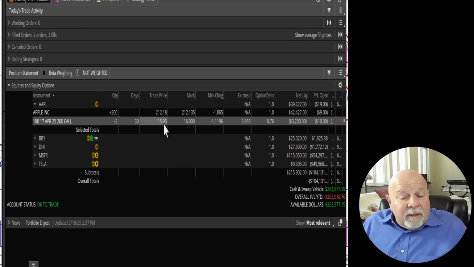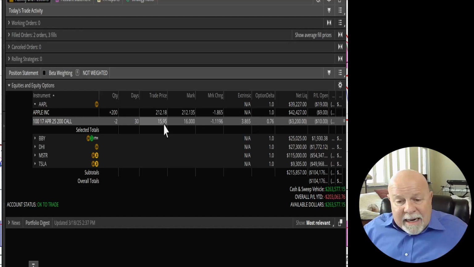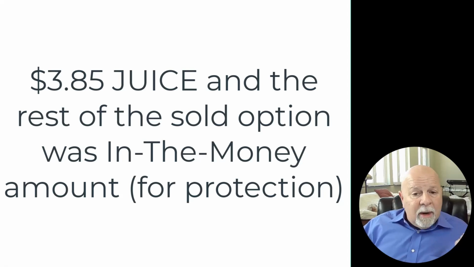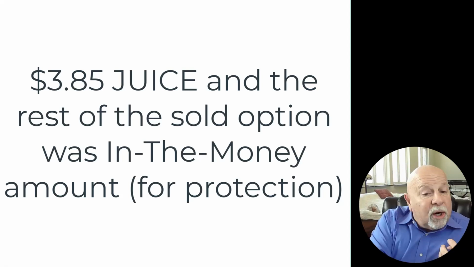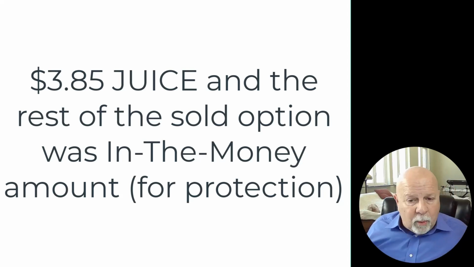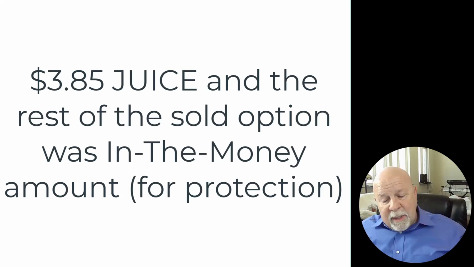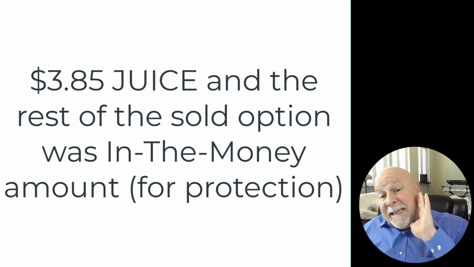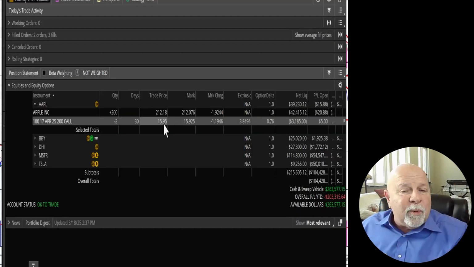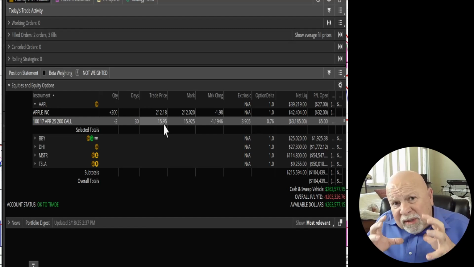Now, it is a monthly trade, and I'm going to pick up about $3.85 in juice. That's what I got when I sold this. So the juice will always move to 0 as it approaches expiration, all other things being equal. So the juice today is 385, but with a day left it will be way less, and then on the day of expiration, it'll be worth 0. So the juice is really what I'm after.